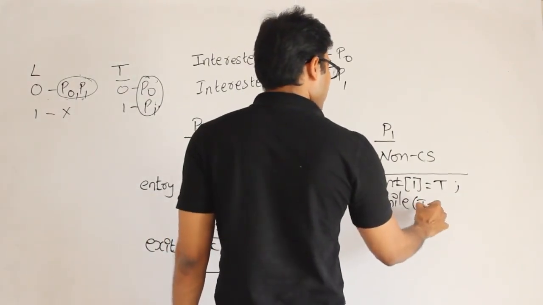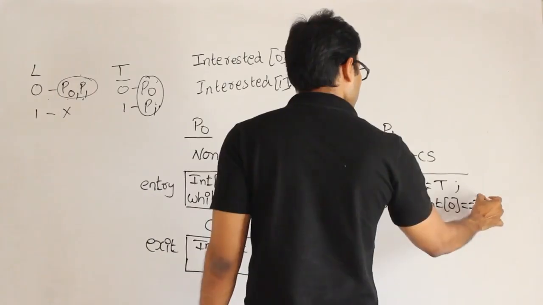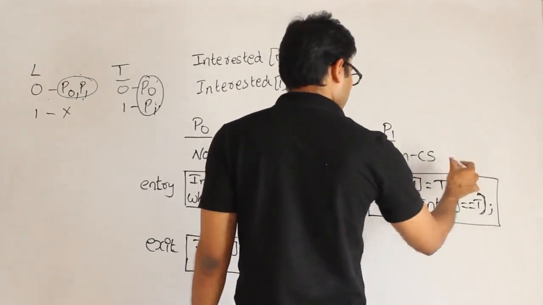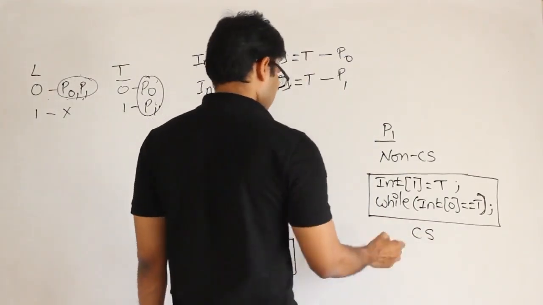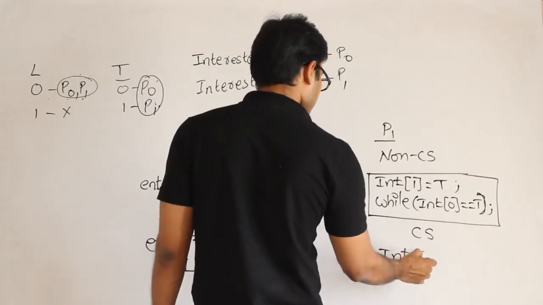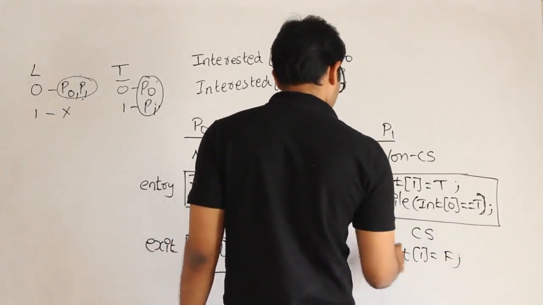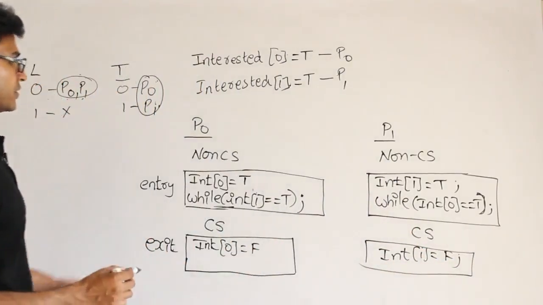So while interested of 0 equal to true, you wait here for the other one to go into the critical section, right? And once the other one comes out of the critical section, you can enter the critical section and then you can say interest of 1 equal to false, right? This is the exit. So this is how you can implement one more synchronization mechanism.